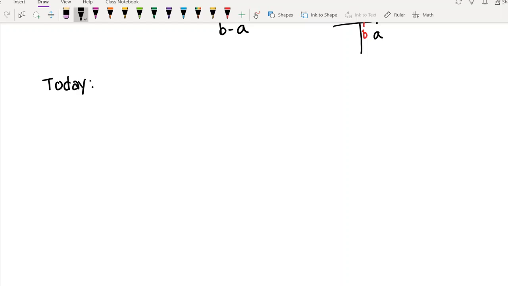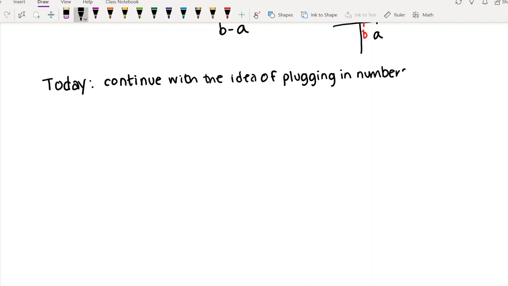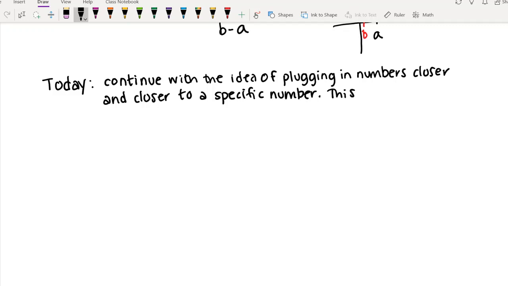So today, like I said, we're leaving secant and tangent lines behind, but we're going to continue with the idea of plugging in numbers closer and closer to a specific number. This is the idea behind limits.